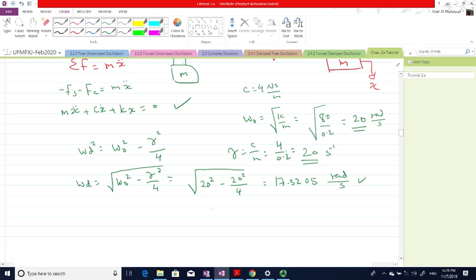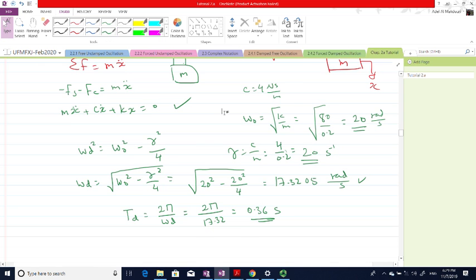Can we find T_d now, which is the period? The period of the damped oscillation will be 2 pi over omega d, and that will be 2 pi over 17.32. What will you get? 0.36. Yes, 0.36 second. So the period is time. For one cycle, how much time is it going to take? It will take 0.36 second. Clear? Let's continue.